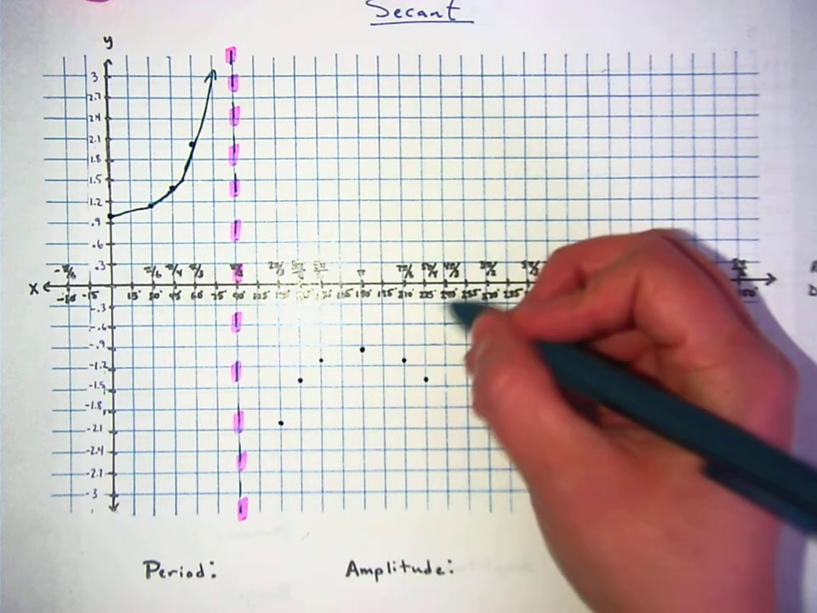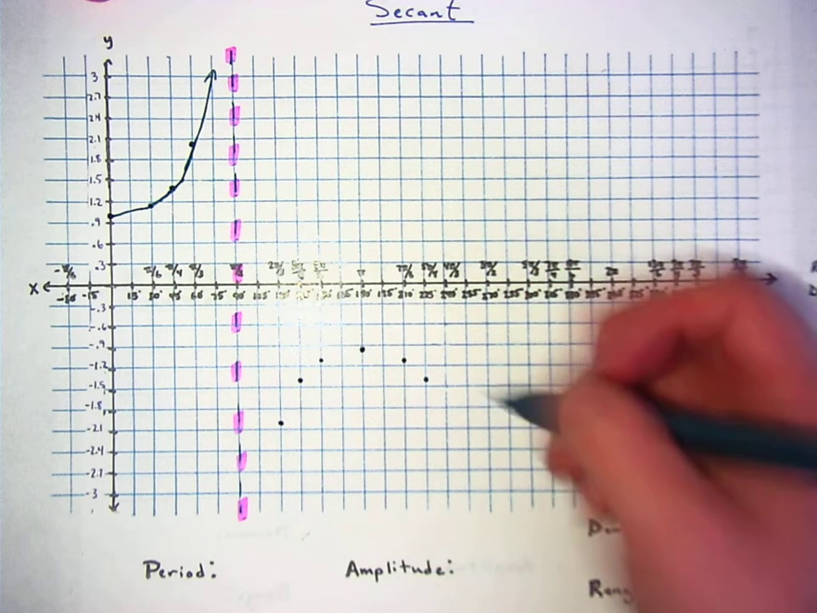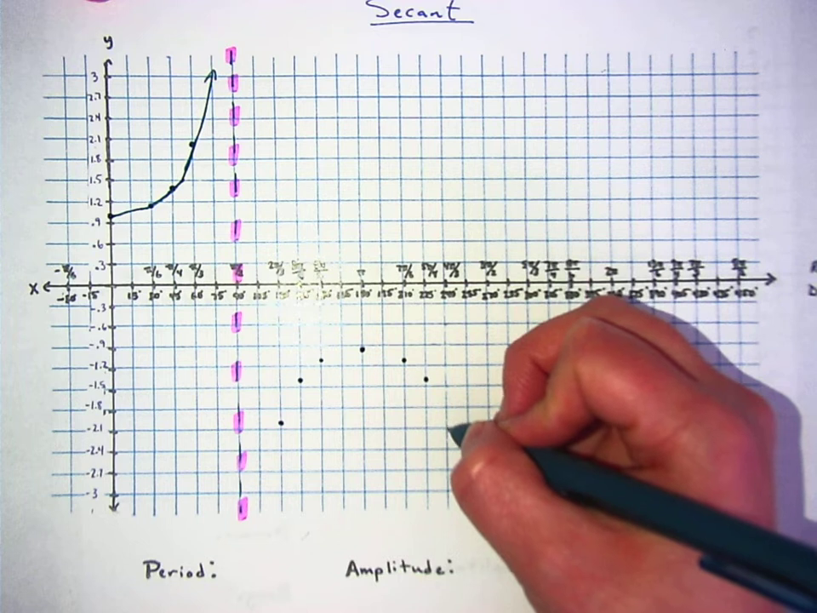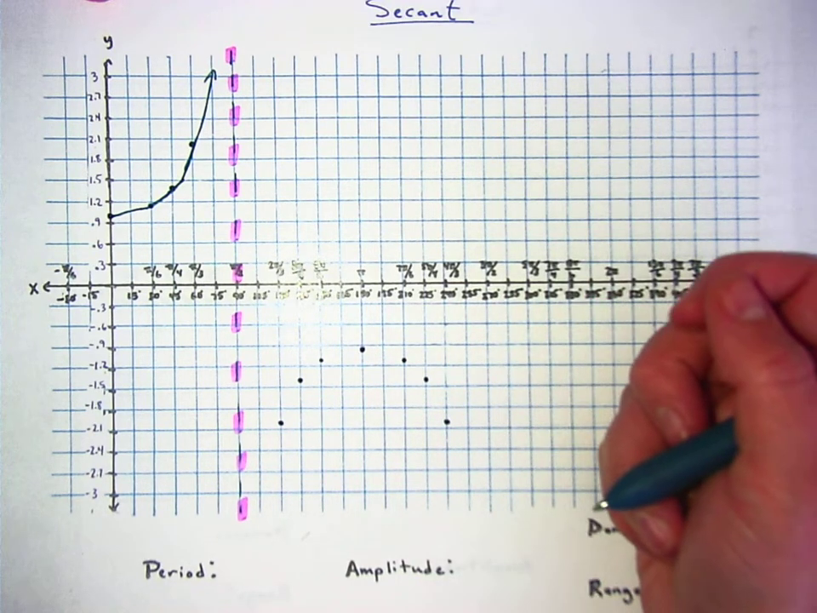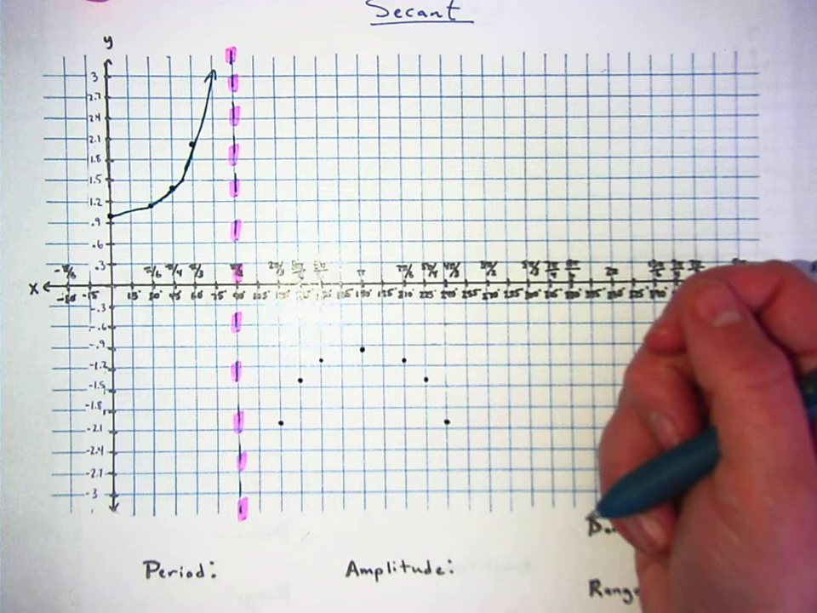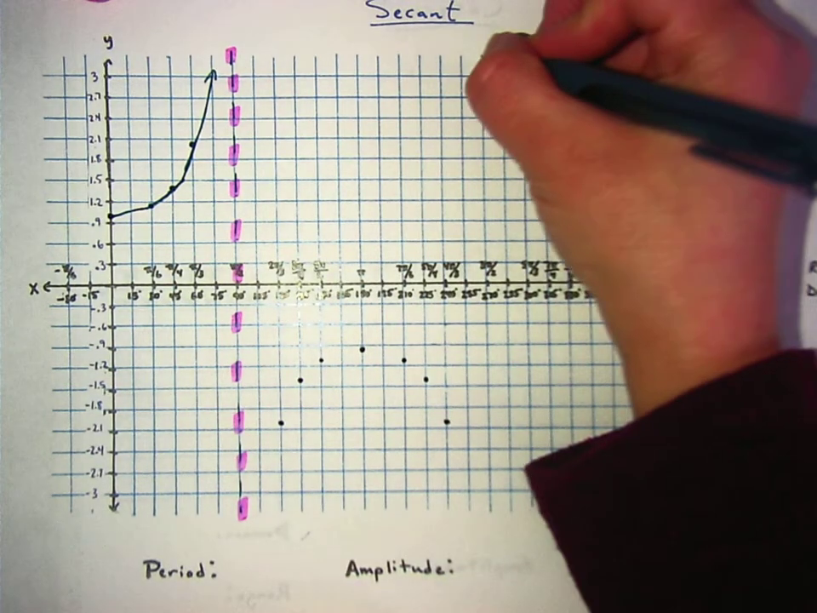240. Negative 2. Feel like I'm going a little fast? What's happening at 270? It's another asymptote.